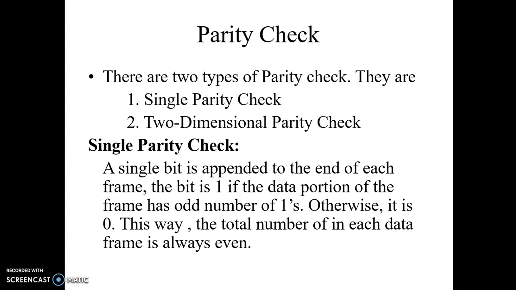Single parity check: a single bit is appended to the end of each frame. The bit is 1 if the data portion consists of an odd number of ones. The parity bit that we append at the last portion of the data frame is 0 if it consists of an even number of ones.